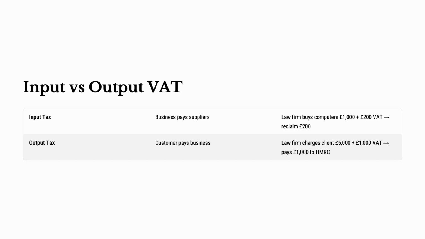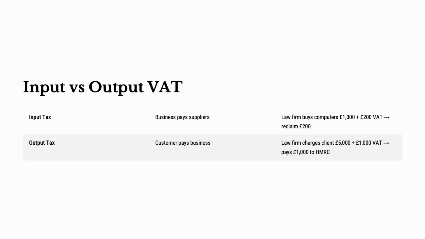So input tax, this is VAT that a business pays to its suppliers. For example, our law firm buys computers for £1,000 plus VAT, that is £200. That £200 is input tax. The firm has paid it out. Output tax is VAT that a customer pays to the business. When the law firm charges a client £5,000 plus £1,000 VAT, that £1,000 is output tax. The firm has collected it from the client.